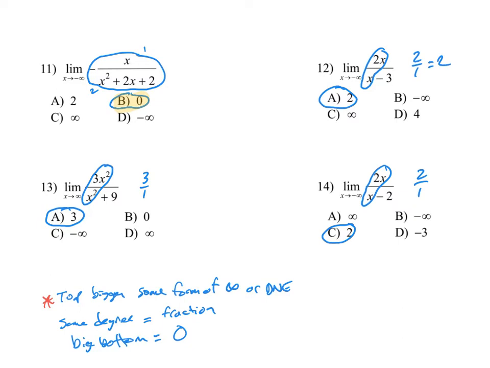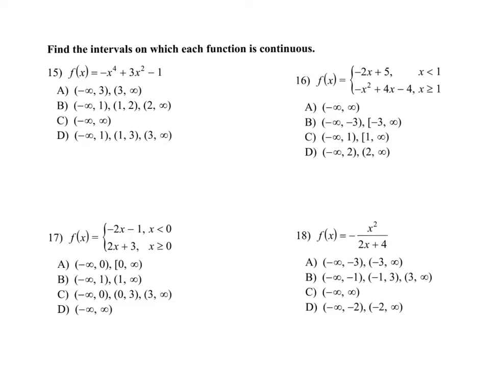Okay, let's move on. The last four problems are just about intervals where functions are continuous. So we have to examine each function individually to find out what's going on. Right away on number 15, we get a polynomial. And we happen to know that polynomials are continuous on all the real numbers. So I just have to pick out the interval that includes all the real numbers.